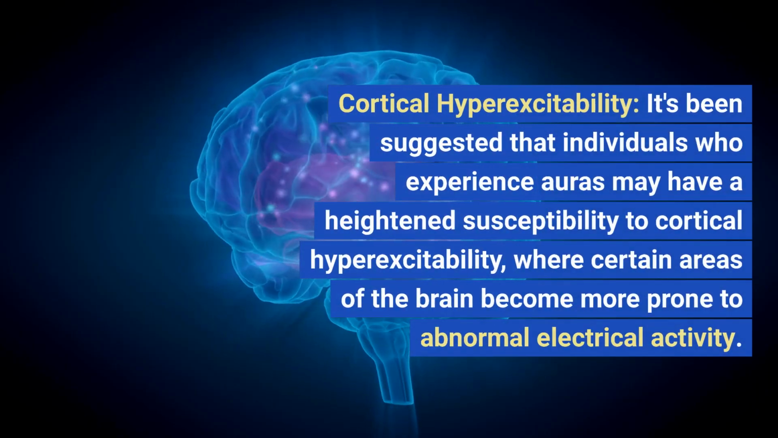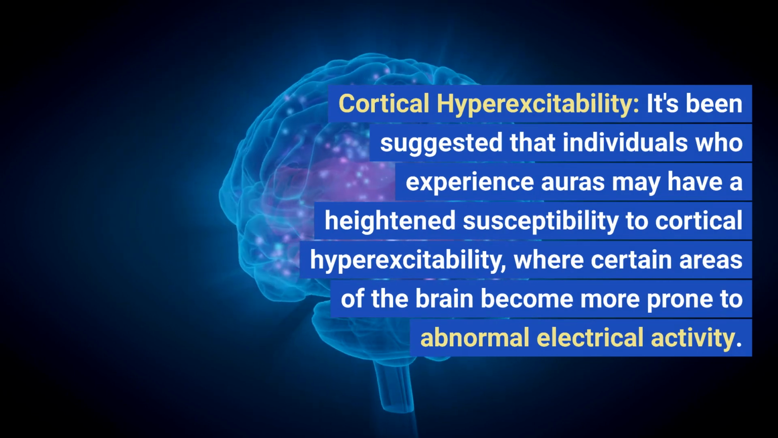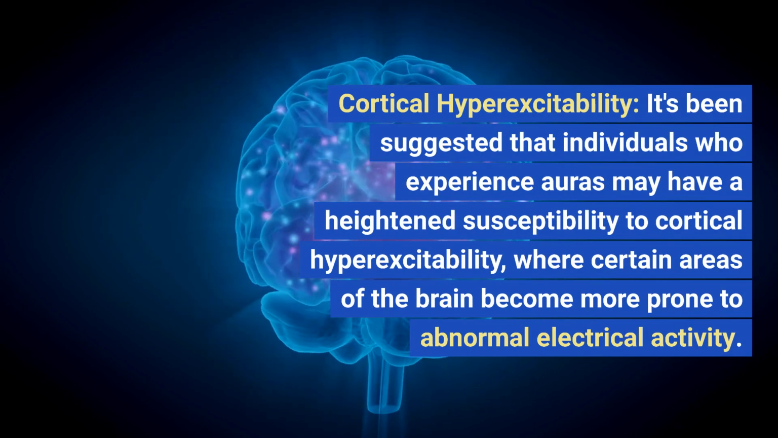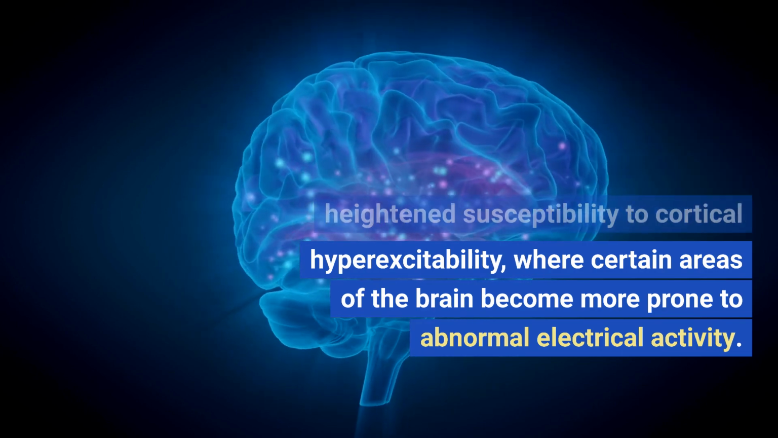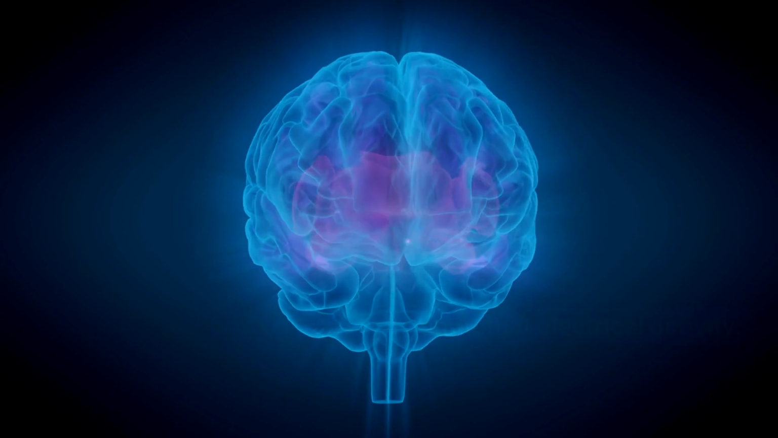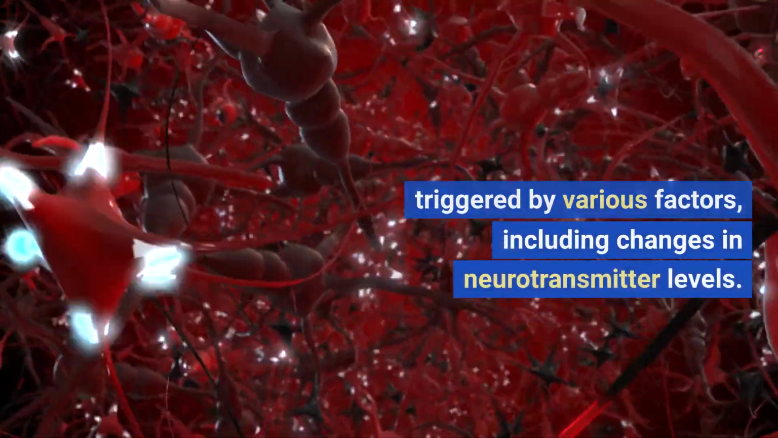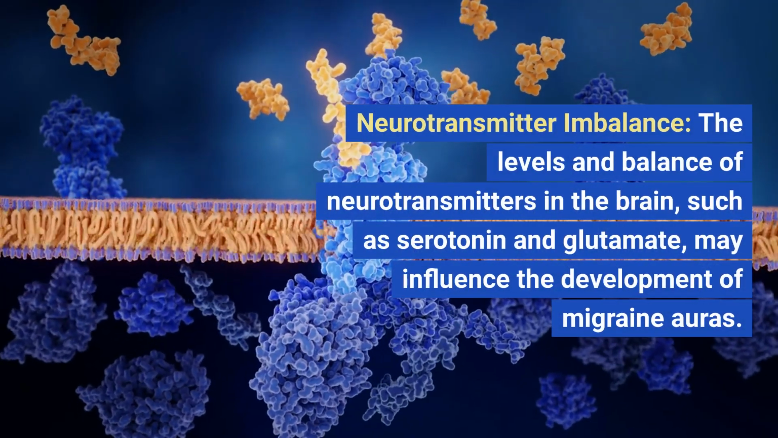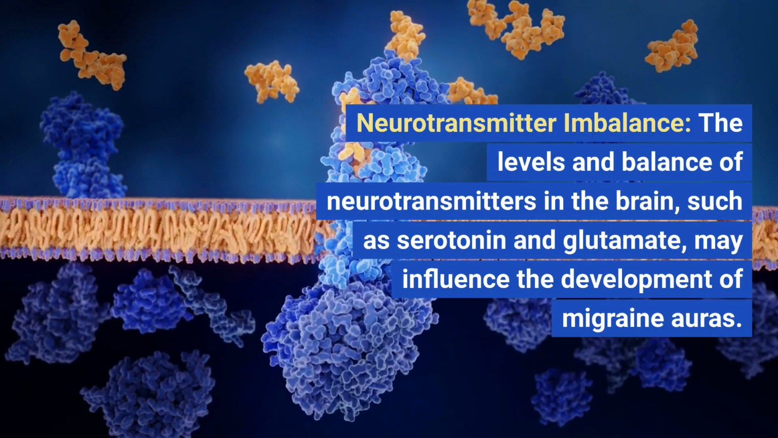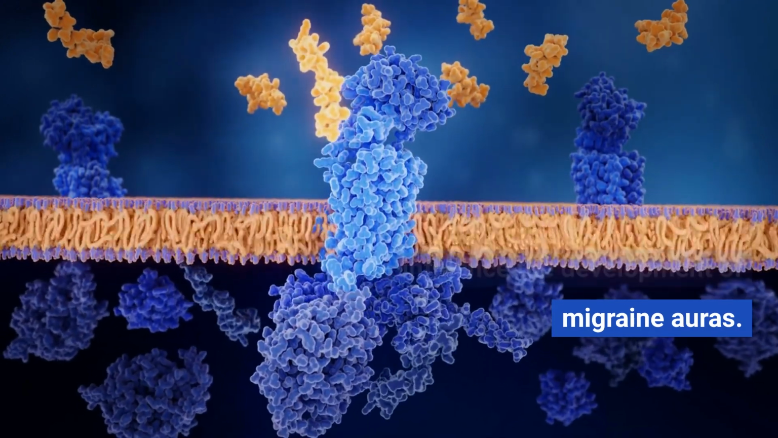Cortical hyperexcitability. It's been suggested that individuals who experience auras may have a heightened susceptibility to cortical hyperexcitability, where certain areas of the brain become more prone to abnormal electrical activity. This hyperexcitability may be triggered by various factors, including changes in neurotransmitter levels. Neurotransmitter imbalance. The levels and balance of neurotransmitters in the brain, such as serotonin and glutamate, may influence the development of migraine auras.